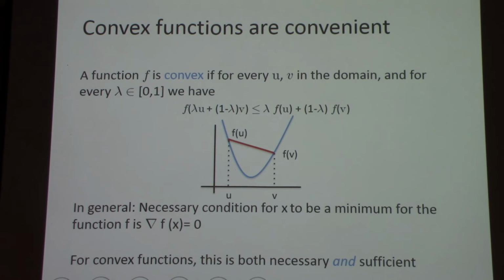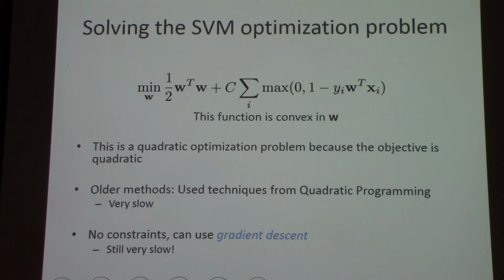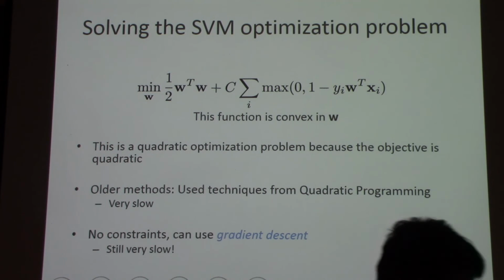So if you've never seen this before and you want a one-line summary, convexity is a good property to have when you want to minimize functions, because I can now minimize by just going down the gradient, which means gradient descent works. The SVM objective is a convex function. And the way to prove that is to use some properties of convexity. It's a sum.